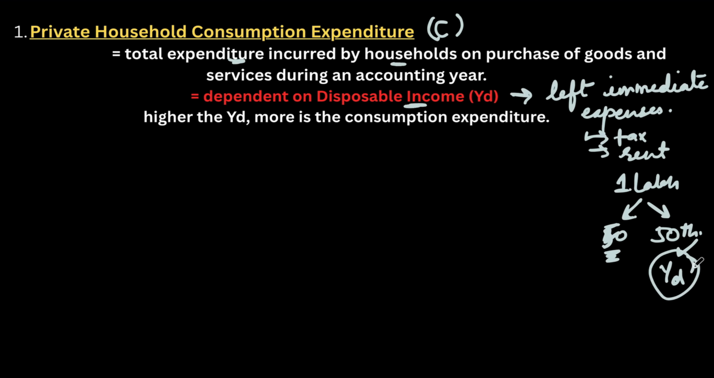Now, how much amount of goods and services you are going to consume will be dependent on this. If you are left with more, you will consume more. If you are left with less, you will consume less. And that is why the higher the YD, the more will be the consumer consumption expenditure.